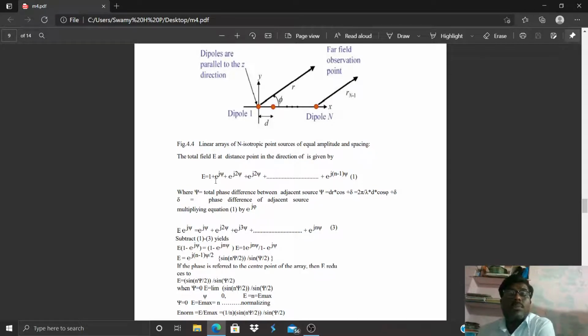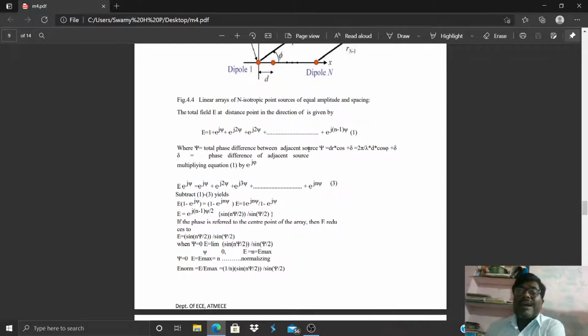is equal to 1 plus e to the power of j psi plus e to the power of j 2 psi, up to e to the power of j (n minus 1) psi. This is the equation for the electric field intensity generated or radiated by the individual point sources at a point P. It is the sum of the individual electric field intensities generated by each point source at point P, where psi is the total phase difference between adjacent sources.